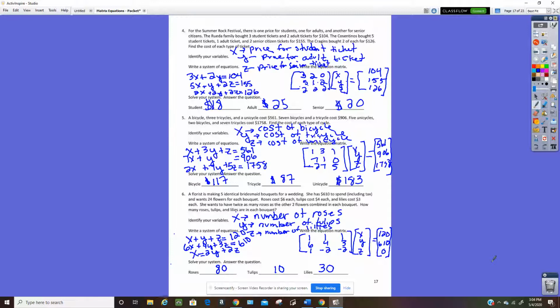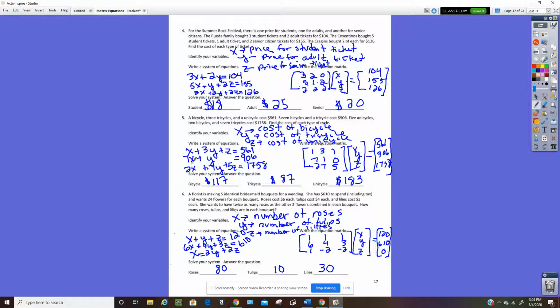So a bicycle, 3 tricycles, and a unicycle cost $561. 7 bicycles and a tricycle cost $906, and 5 unicycles, 2 bicycles, and 7 tricycles cost $1,758. Find the cost of each type of cycle. So we're going to let X equal the cost of the bicycle, Y the cost of the tricycle, and Z the cost of the unicycle. So the first sentence, 1 bicycle, 3 tricycles, and a unicycle cost $561. I change it into this math sentence here.